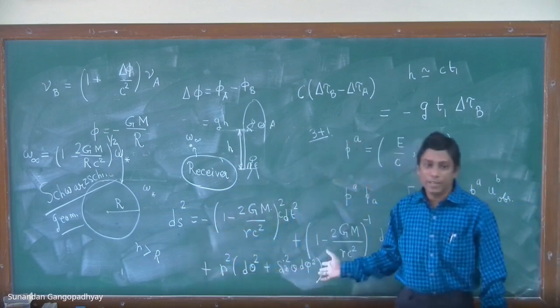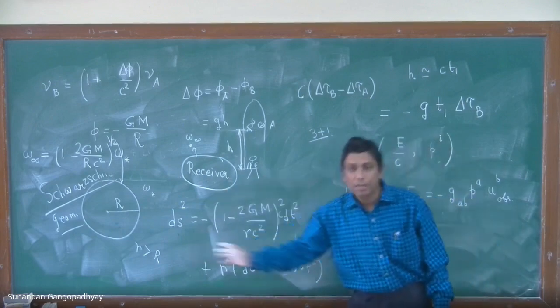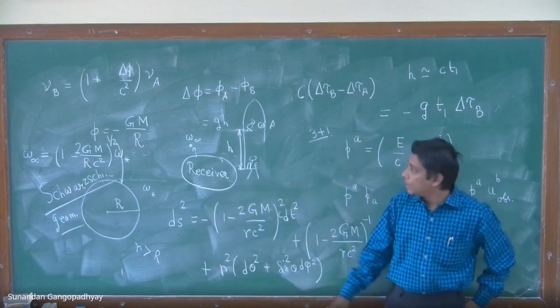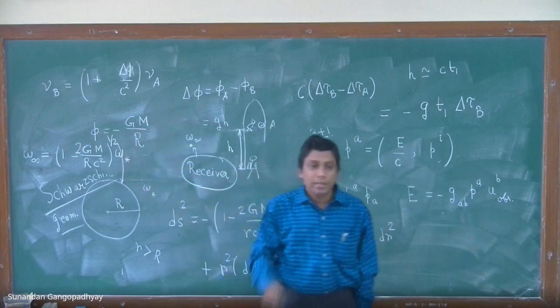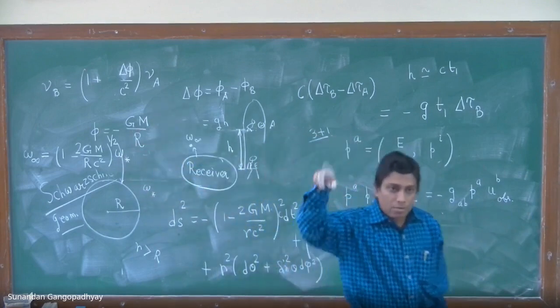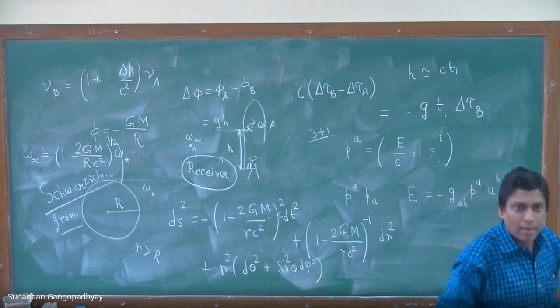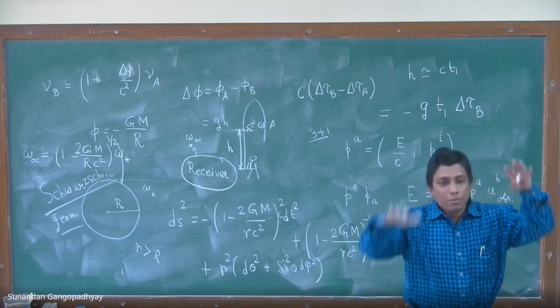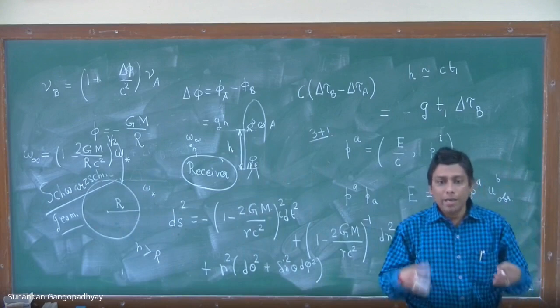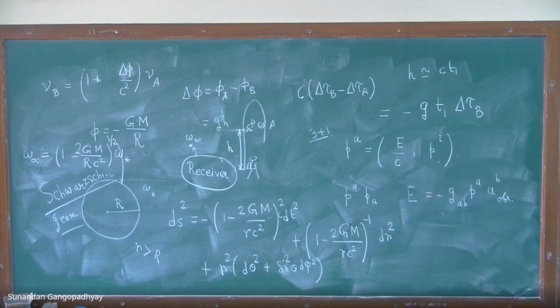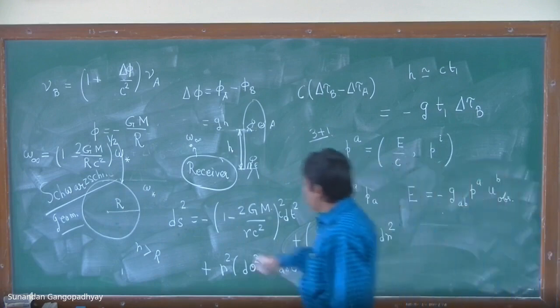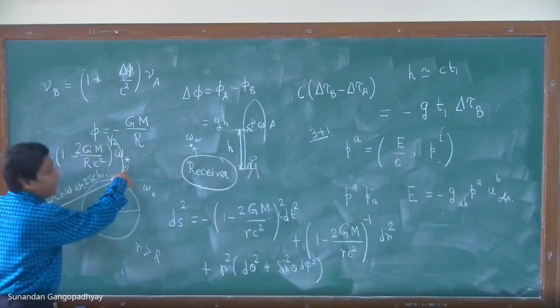This is something more complicated and we'll see how you get this metric. The point that I'm making is that this result that I wrote down earlier, that I derived from here, was 1 minus GM by rc square. That result I derived by some very simple arguments without going into Einstein field equation and anything. The accurate result, if you go into proper general relativity, is this.